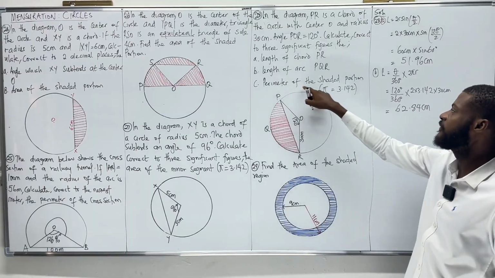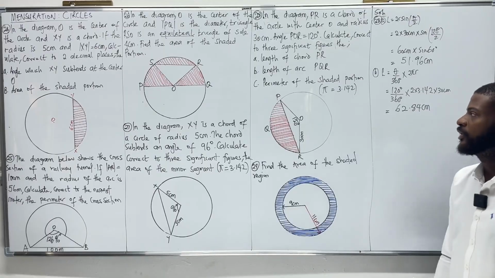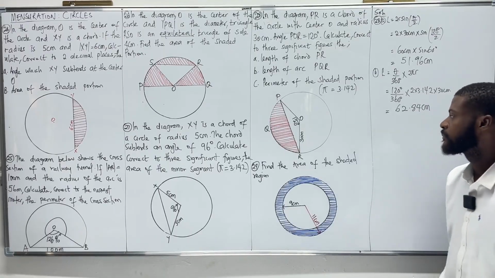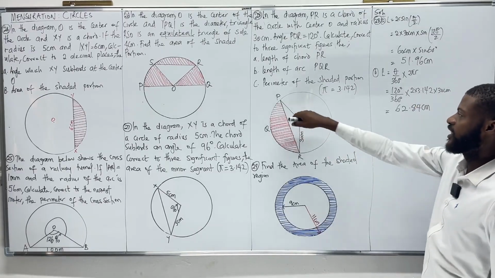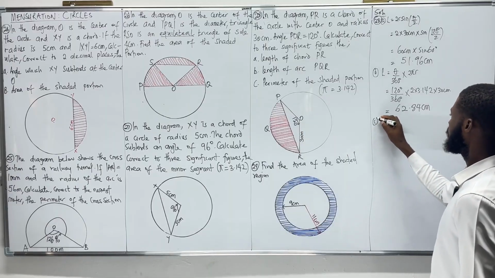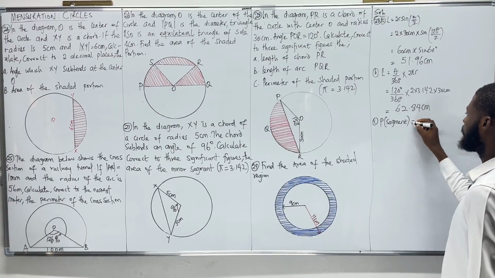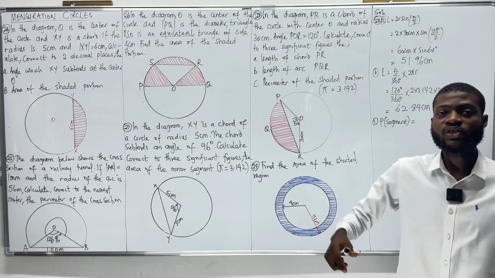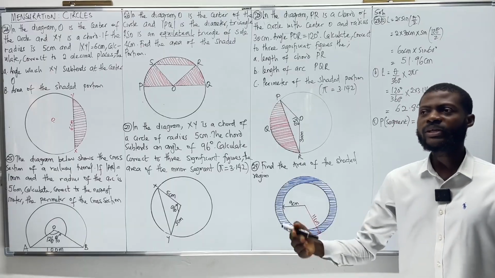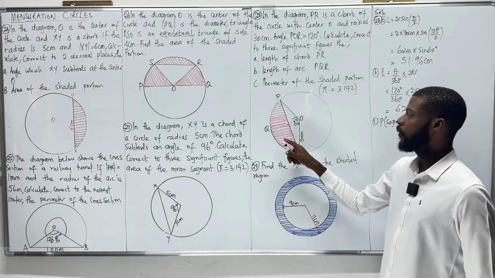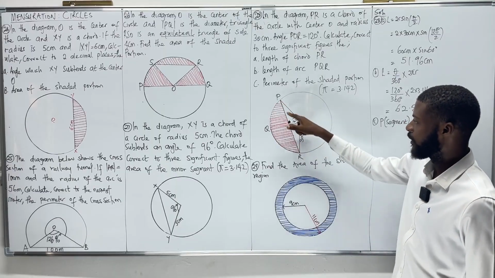C says perimeter of the shaded portion. Haha. Perimeter. It does not say area. Perimeter. This is where it gets interesting. This shaded region first is a segment. The perimeter of a segment, remember I told you that perimeter is the sum of the length of the outline of a shape. So what is the length of the outline? First, what makes up a segment? First of all, we're going to have a chord. So this is one of the lengths.